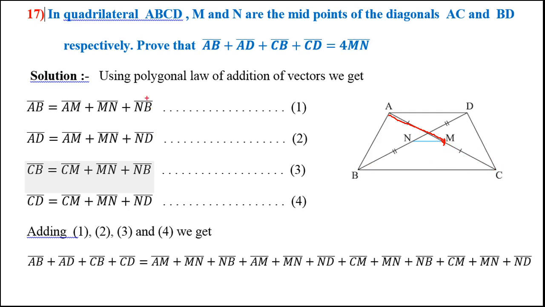Now what I have written, this AB bar is AM plus MN plus NB. This is called polygonal law. Then I write AD bar. This AB bar is expressed. Now AD bar.